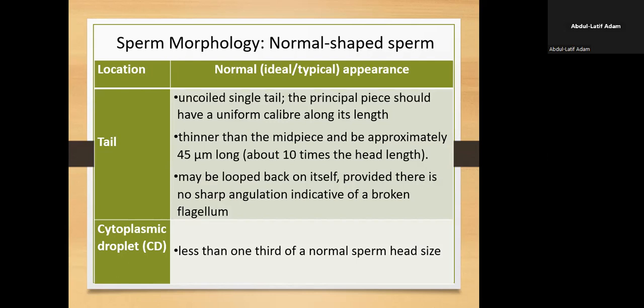However, if you have it loop, like a nice loop, 1 or 2, that's not coiling. The difference is coiling. So if it's coiled, then that's an abnormality. But if it's just looping 1 or 2, that's also acceptable. All right.